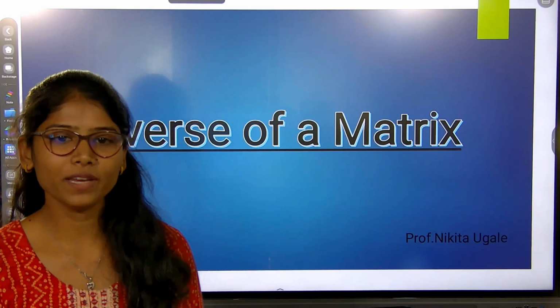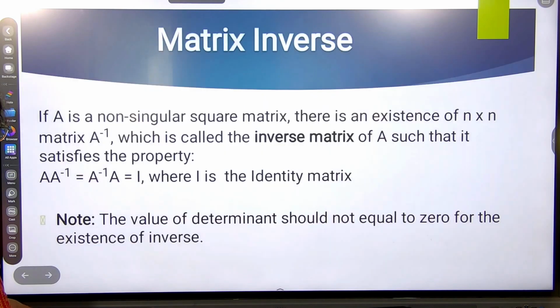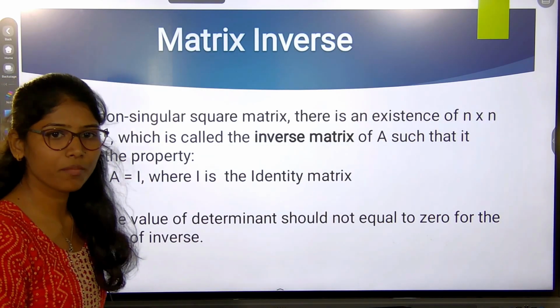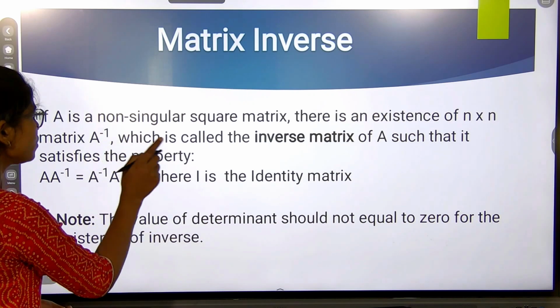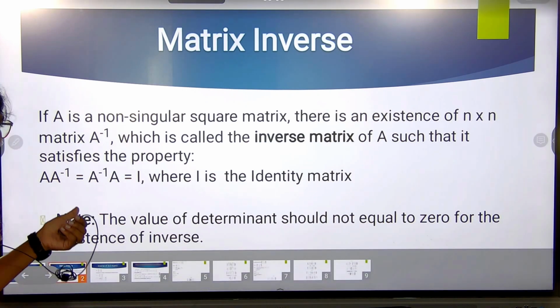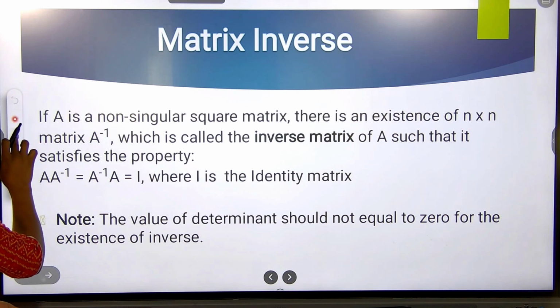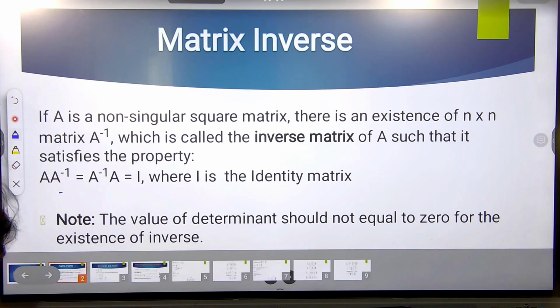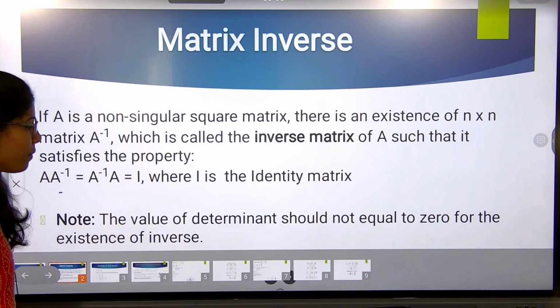Hello friends, our topic is inverse of a matrix. So, what is inverse of a matrix? If A is a non-singular square matrix, there exists an n cross n matrix A inverse, which is called the inverse of the matrix, such that it satisfies the property A into A inverse equal to A inverse into A equals to identity, where I is the identity matrix.